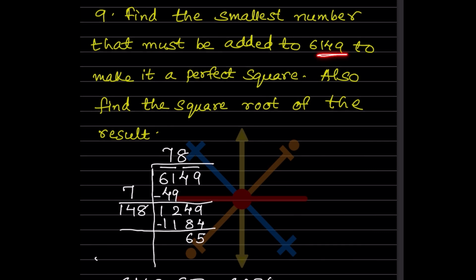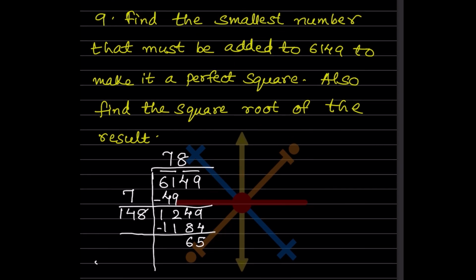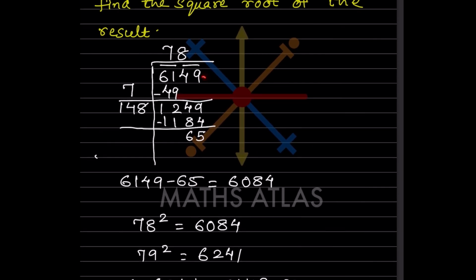Now here, 6149, again you are going to do it with this method. We are going to pair the digits. 7 sevens are 49. 7 plus 7 is 14. The remainder is 12, so we take both numbers down. And here 148 into 8 is 1184. So here again we can see that 65 remains. So what we can do here is 6149 minus 65, because they said what should be added. So 6149 minus 65 is 6084.